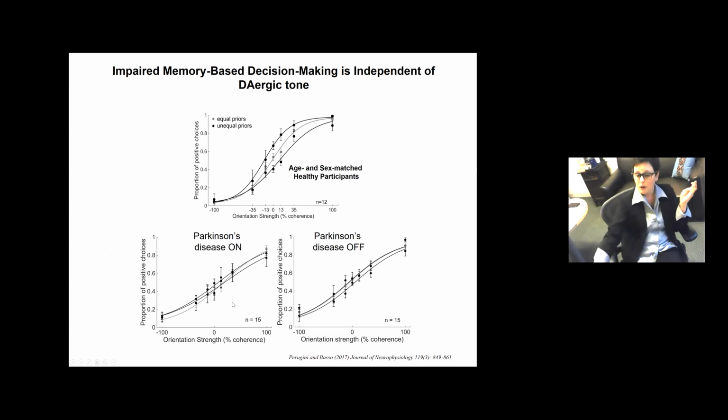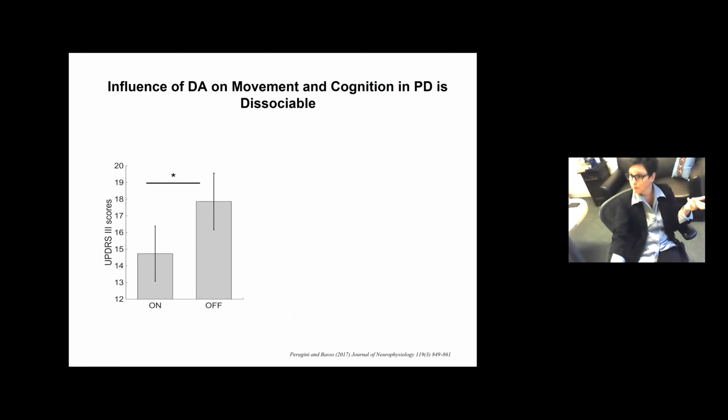Well, Alessandra went and took 15 more patients, different patients, and had them on and off their medications, and she saw the same problem. So based on this, we concluded that the impaired memory-based decision-making was independent of the dopaminergic tone. Whether they had their medicine on or off, they still showed the same problem. So probably not something related to reinforcement learning, right?